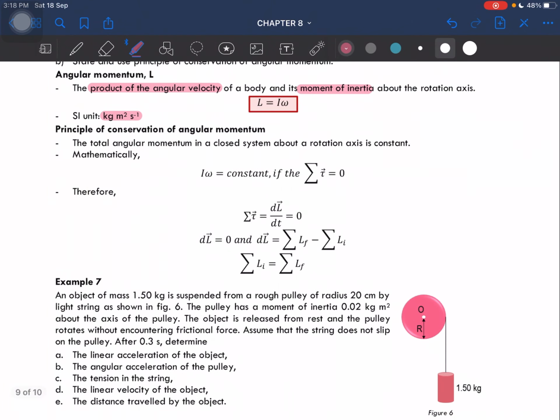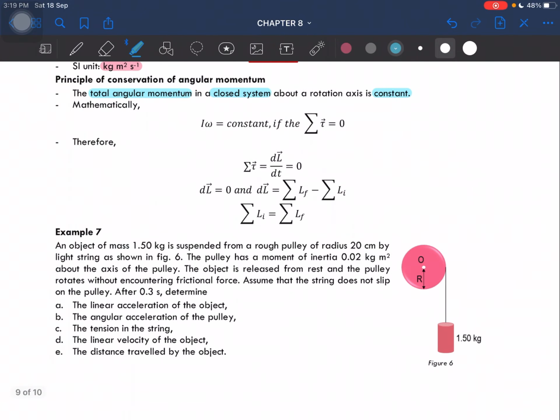Right, now the principle of conservation of angular momentum. It states that the total angular momentum in a closed system is constant. Okay, so that is the principle of conservation of angular momentum, or mathematically you can also write it as this one.